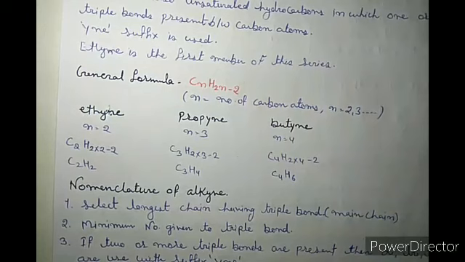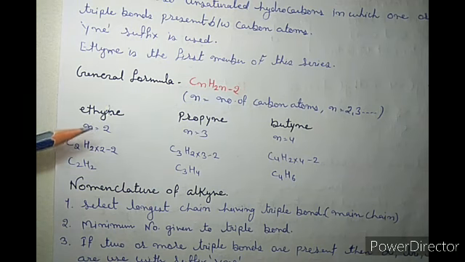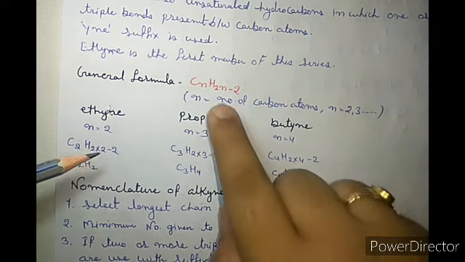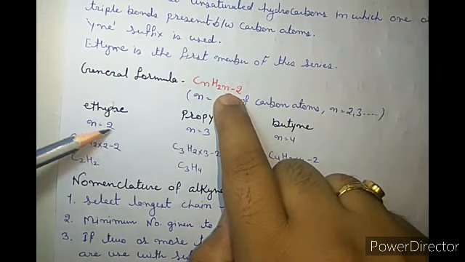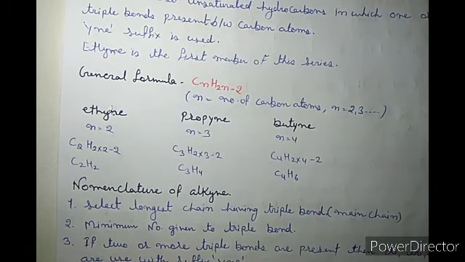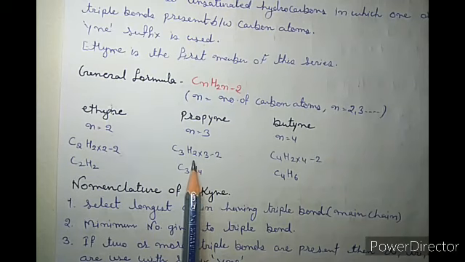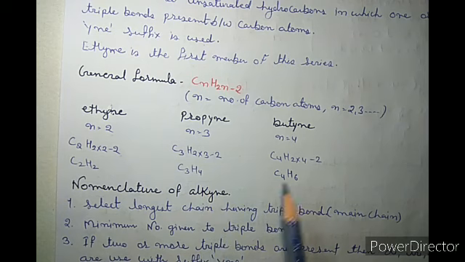If we consider the members, the first is ethyne. For ethyne, n is 2, and when we put the value 2 here, it becomes C2H2, since 2 into 2 minus 2 is 2. So the formula becomes C2H2. For propyne, C3, 2 into 3 minus 2, the answer is C3H4. Butyne, got it?